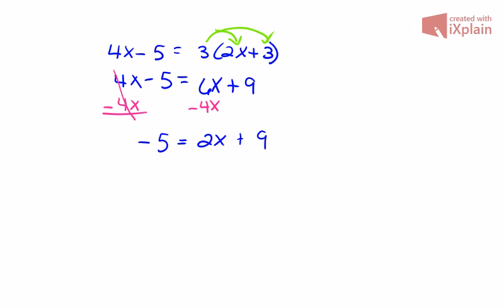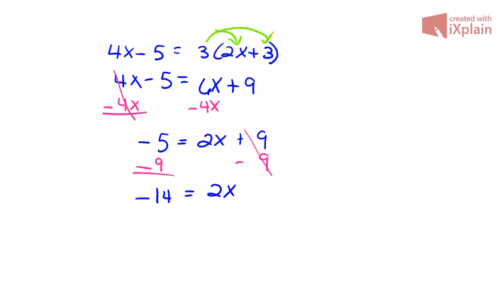The next step is, if we want to get x alone, we have an x term on the right side and we have a constant on the left side. So we want this constant that's on the right side also to be on the left side. We can do this by subtracting 9 from both sides of the equation. Negative 5 minus 9 is negative 14. So we have negative 14 is equal to 2x.